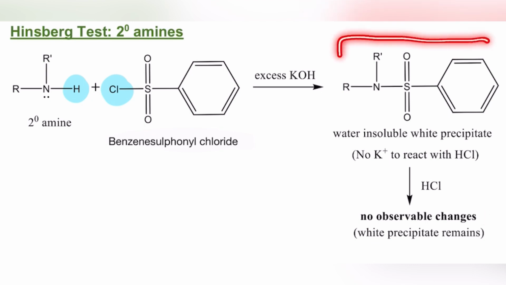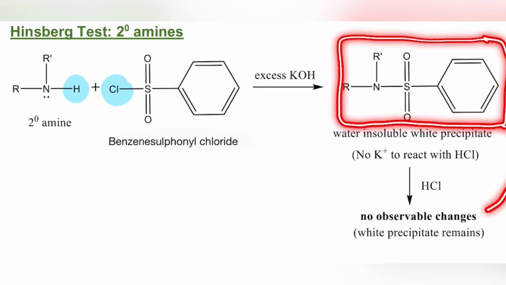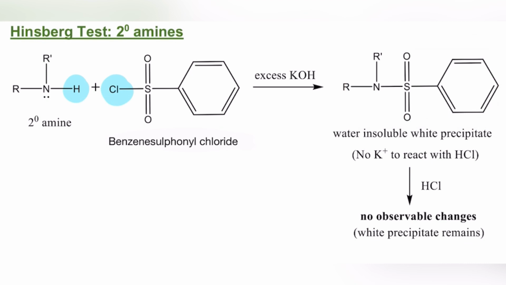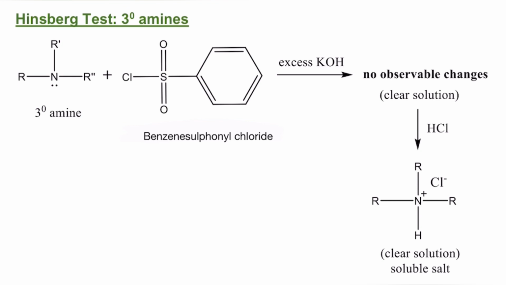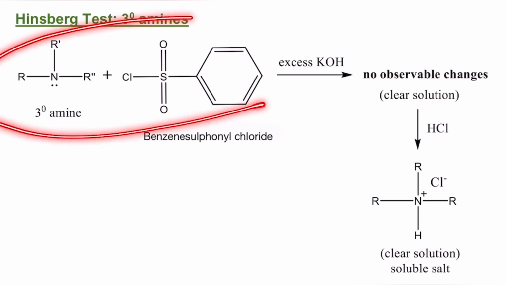Ataupun awak boleh repeat semula produk yang sama dekat bahagian sini. So dua cara boleh digunakan, dan observation yang you can see adalah still white precipitate remains. Next, untuk tertiary amine. Tertiary amine, we have 3 alkyl groups attached to nitrogen, and the product will be no observable changes kerana tiada reaction sebab kita tak ada hidrogen daripada amine. Semuanya adalah alkyl group. So, clear solution ini menyebabkan awak punya structure masih lagi sama.